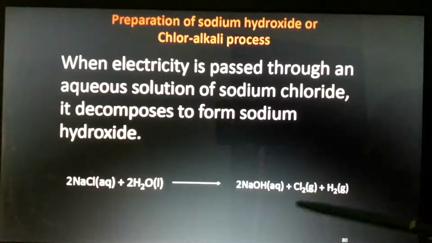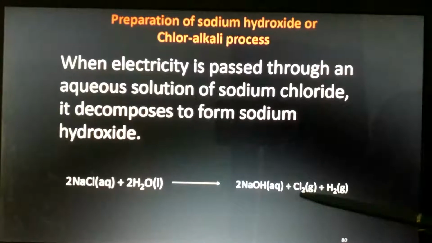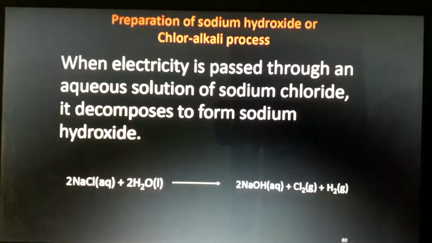And again, what are we getting? Cl2 gas. G means gas. Chlorine gas we are getting. Chlorine gas is very important. It's a very good oxidizing agent. You studied in the first chapter, isn't it? This is a very important oxidizing agent.